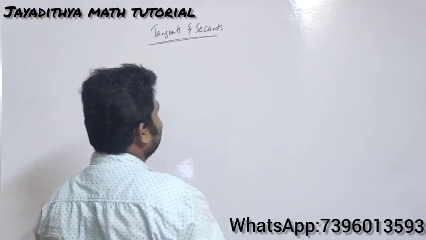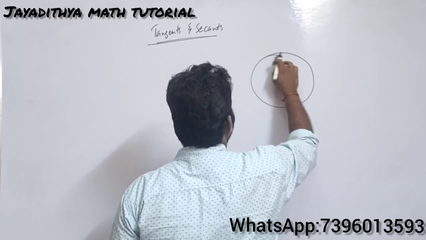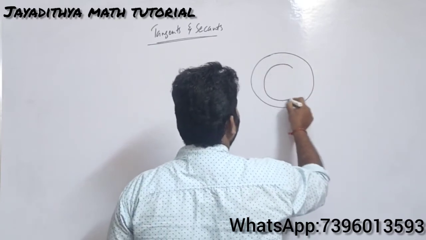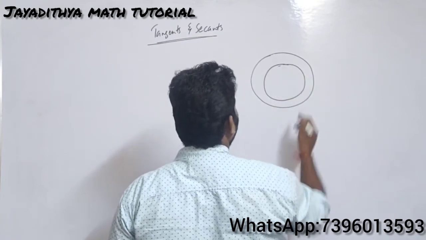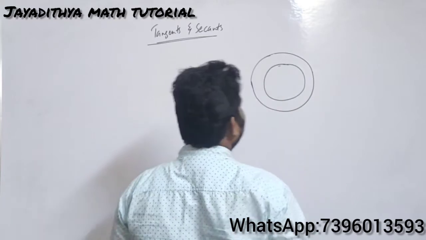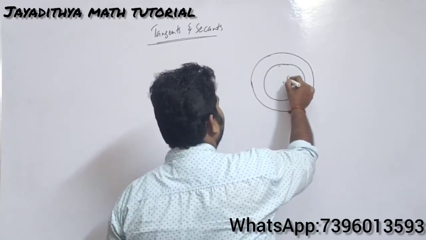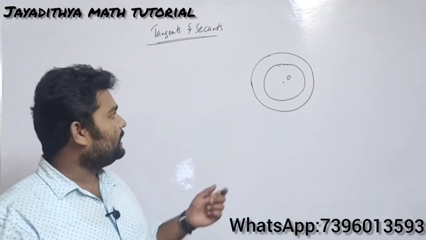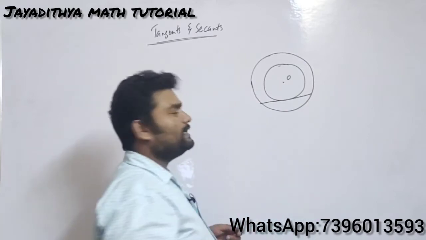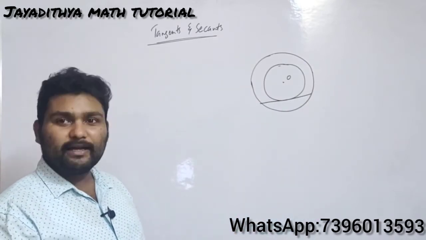For example, there are two concentric circles. What do you mean by concentric circles? The concentric circles are nothing but the circles which are having the same center but different radii. For example, let us take the center as O. If you draw a tangent for the smaller circle, the circle with smaller radius, it will be a secant to the circle which is having a bigger radius.